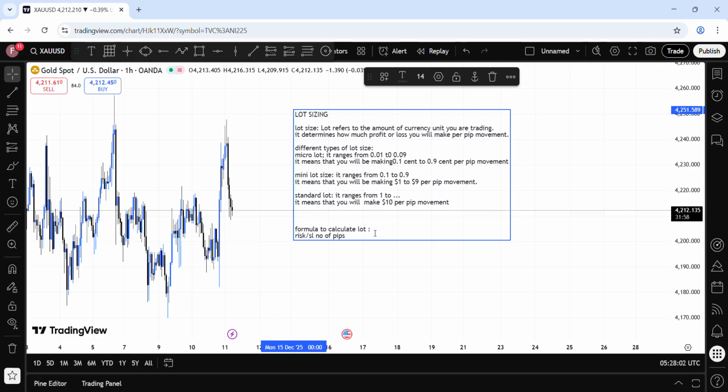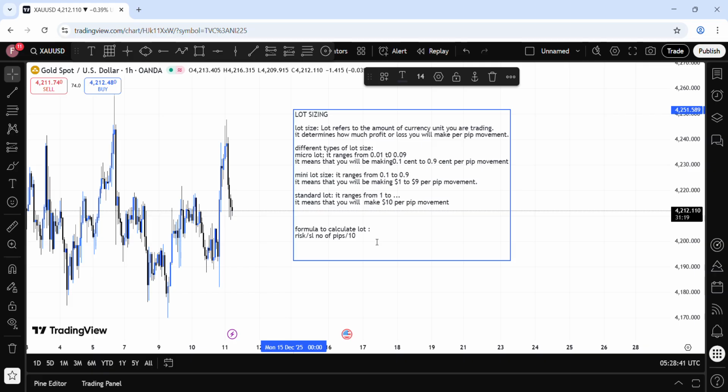divided by 10. So basically, if I have a $100 account and I want to take a trade, and I've already thought about it that in this trade, I can only afford to lose $30. Out of the $100, I can only afford to lose $30 if the trade does not go well.